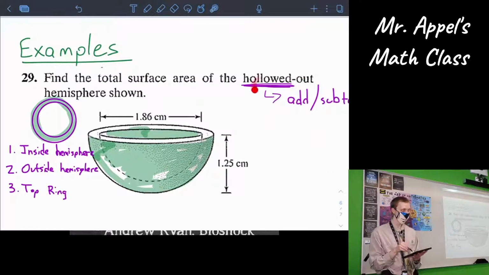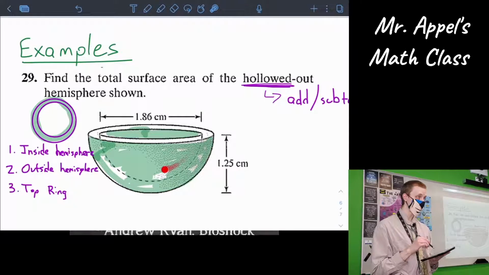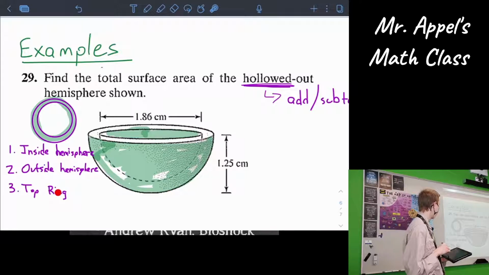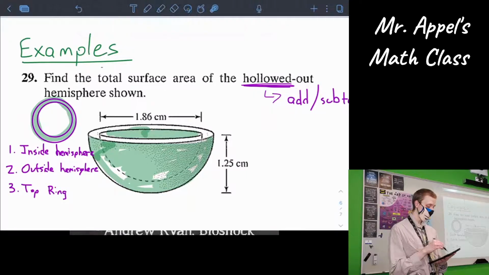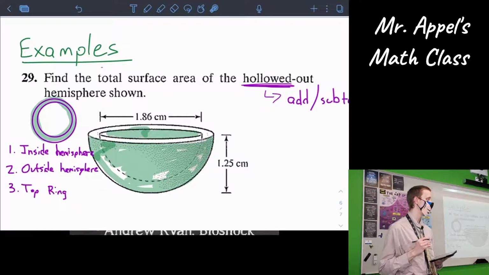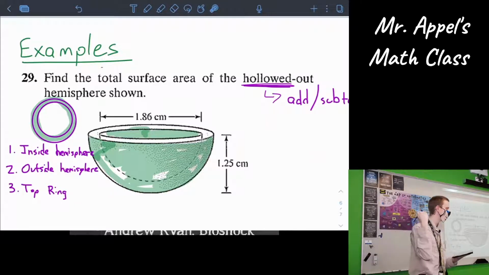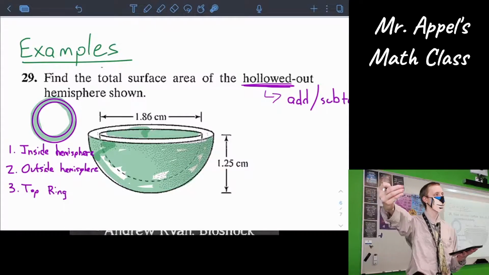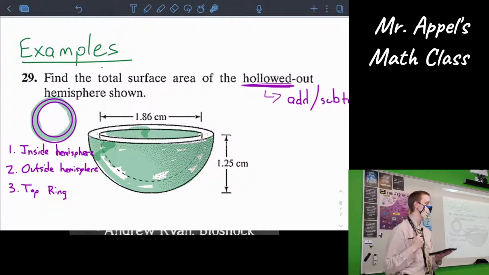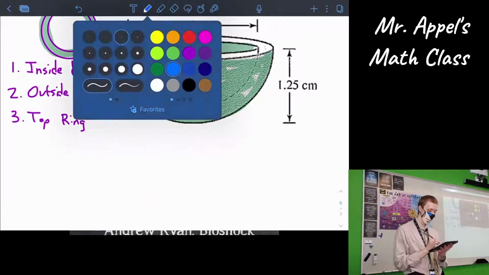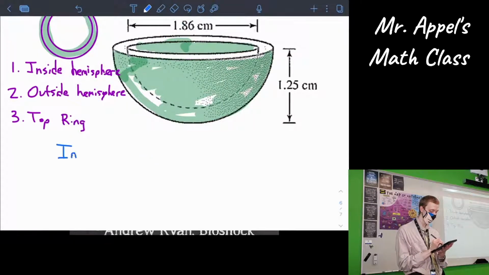Watch out for hollow portions, things being cut away, because you're going to have to subtract something. In this case, turns out that top ring is not just one circle equation. I'm going to have to take a circle minus a circle, right? We've done that before. We did area of a circle, subtract out a circle. So each piece by itself is not too bad. We just got to make sure we keep track of them all and add them together. So let's start with that. Let's find, we'll go different colors here. So we'll go inside first.